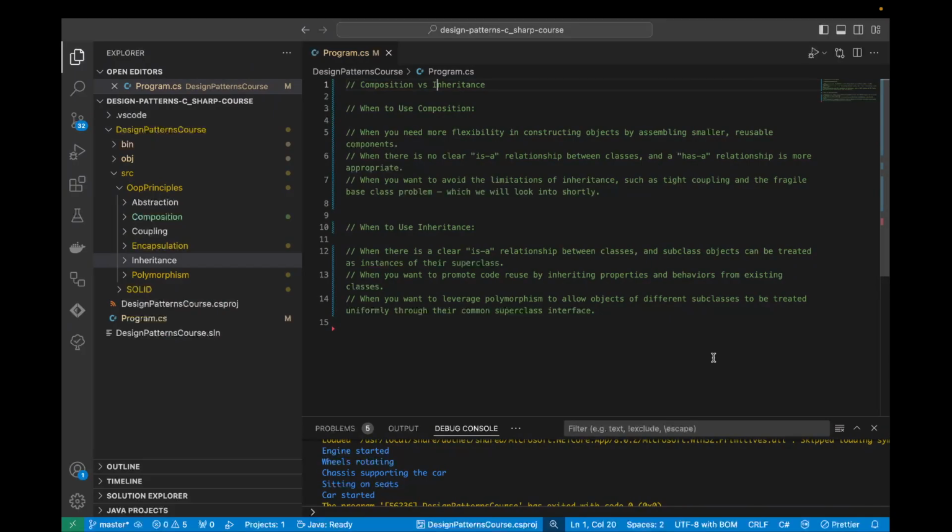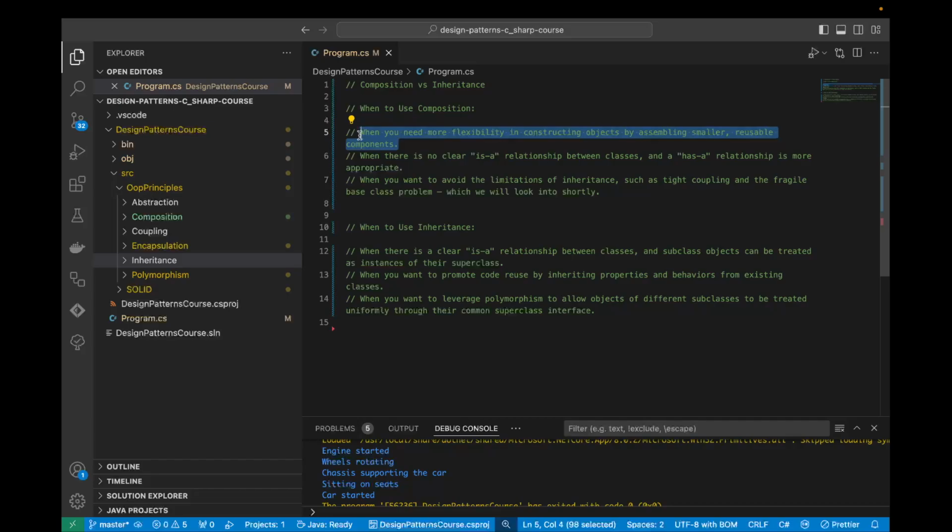So let's now take a look at the differences between composition and inheritance, and when you should probably use composition and when you should probably use inheritance. So let's first have a look at when you should use composition. You should use composition when you need more flexibility in constructing objects by assembling smaller reusable components.